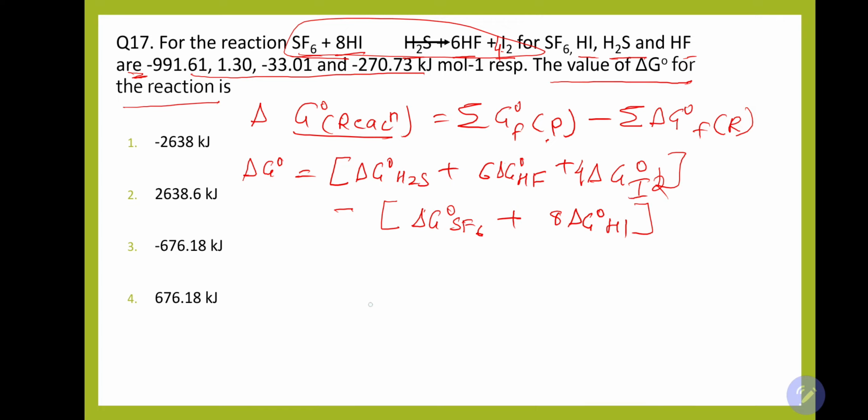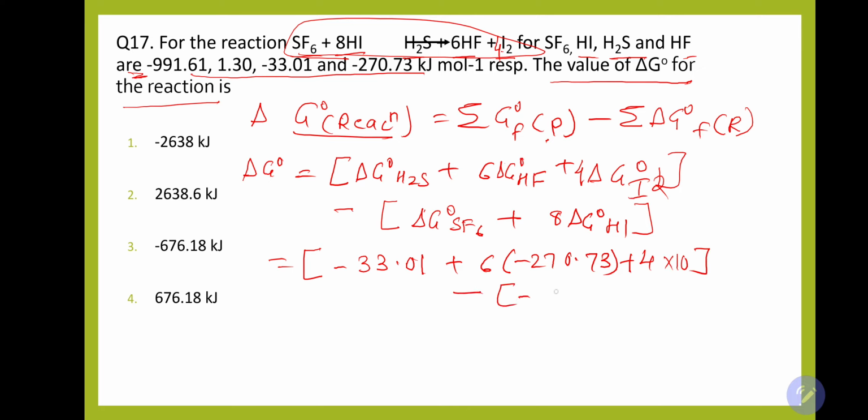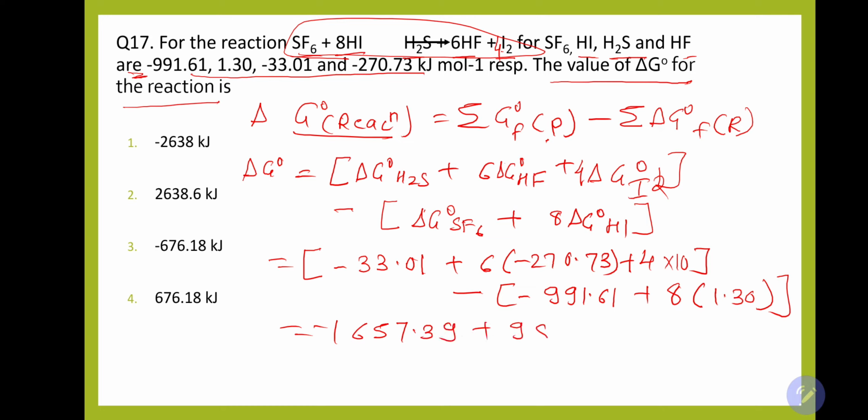Okay, now substitute the given values in this. It will be 33.01 plus 6 into minus 270.73 plus 4 into 10 minus 991.61 plus 8 into the last value given, that is 1.30, which will give you minus 1657.39 plus 981.21, which is equal to, the answer, minus 676.18 kilojoules.